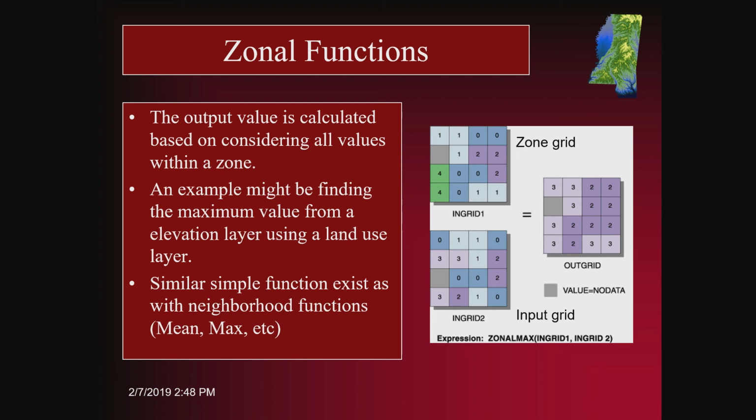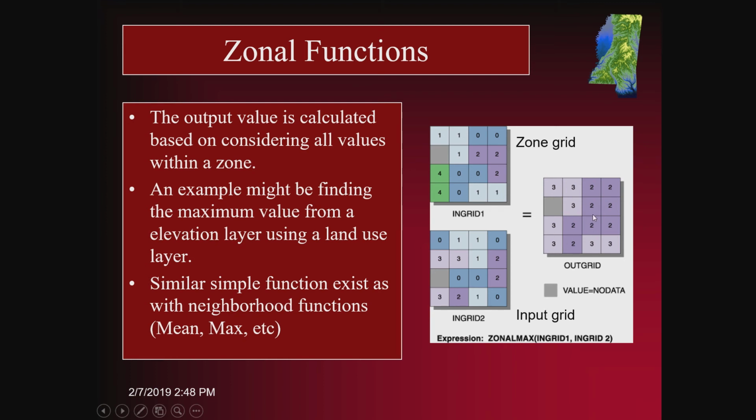Okay, and there were different types of forests, and I wanted to find the most unusual elevation value for each forest type. So I could first calculate the average value for each forest type, which would be the output here. So I'd do a zonal operation to do that.